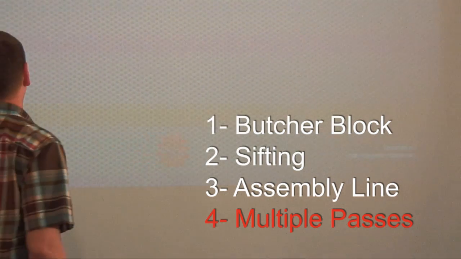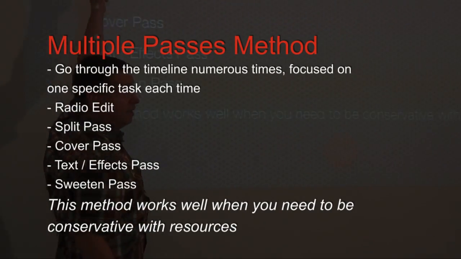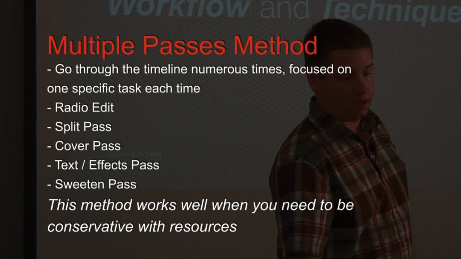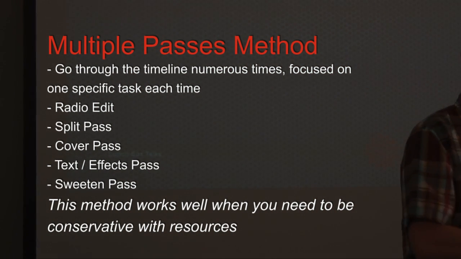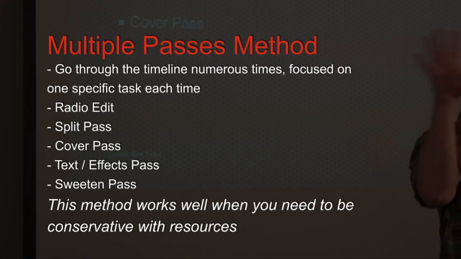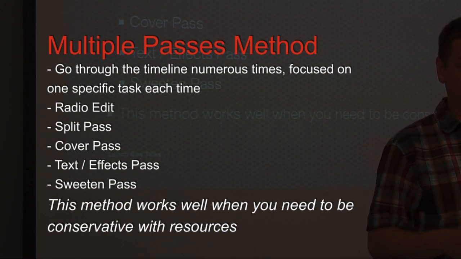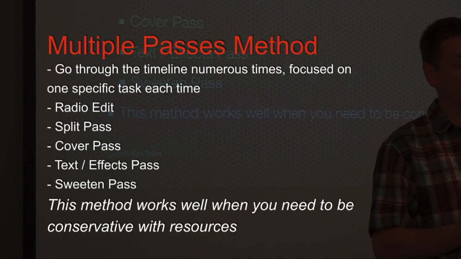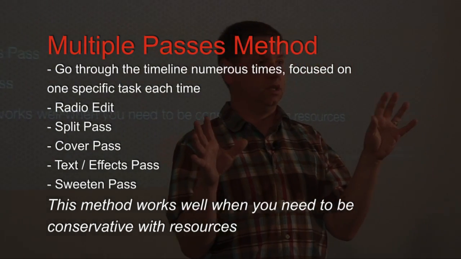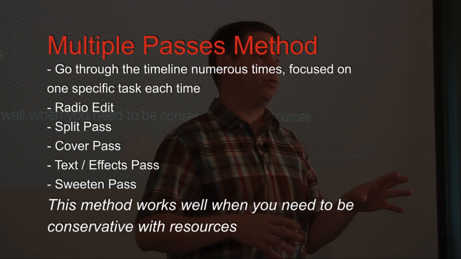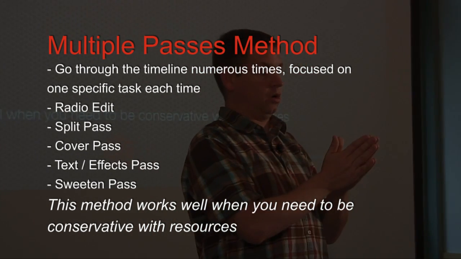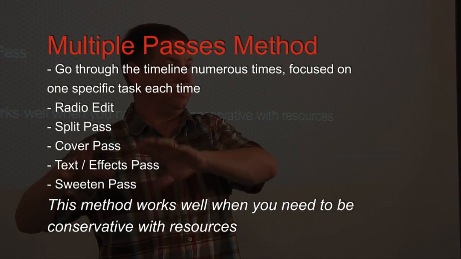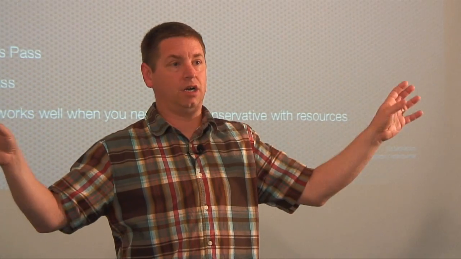So multiple passes, this is one of my favorites. What I do here is I'll actually go through and do what's called the radio edit. I edit all of my content focusing only on the audio. So I ignore the picture completely. Does the audio work here? Then I'll go through and do a split pass, we'll talk about that in a second. So I'm just task focused. This is really good when you need to be conservative with resources. So I will go through and do that radio cut. It's just the audio bites where they need to be, and the picture I'm just ignoring.